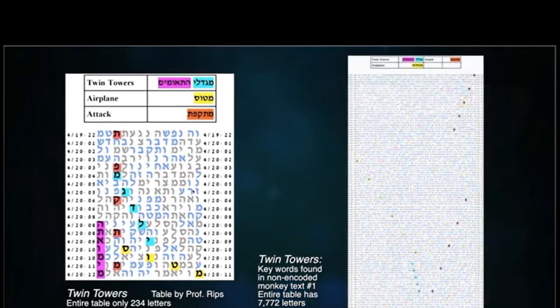Here's another one that we discovered. This was in a table that ended up having 7,772 letters. It had all of the same names, but the skips were enormous. So it's basically forcing a table to say what Professor Rips found mostly in the book of Numbers.